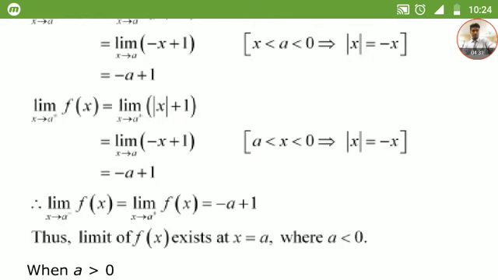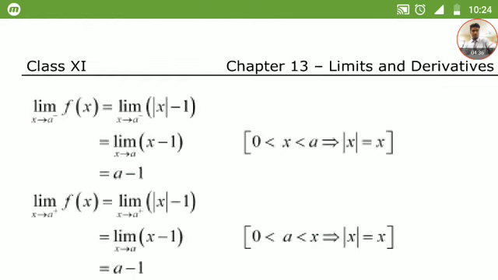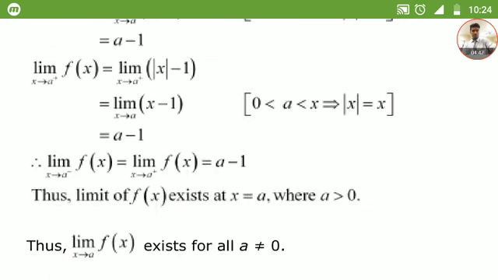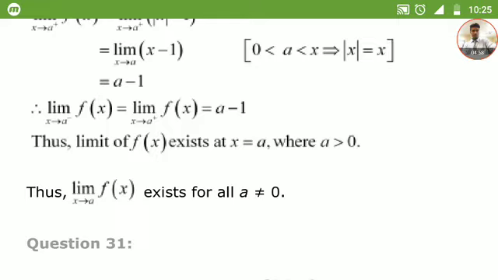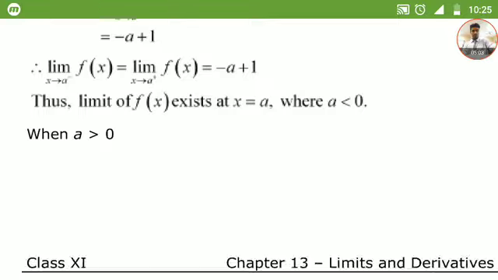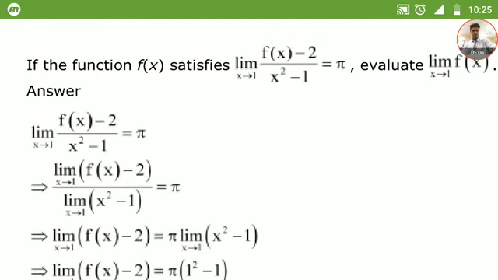Now the third condition is a greater than 0. You will be choosing the third function in which x will always be greater than 0, because the value of a which you're choosing is always greater than 0. So in both cases you get a minus 1, a minus 1. So the limit exists at x equal to a for all a except a equal to 0, but does not exist when a is equal to 0. Clear? Kindly copy this numerical, the entire numerical, by pausing the video and then move on to the next one.